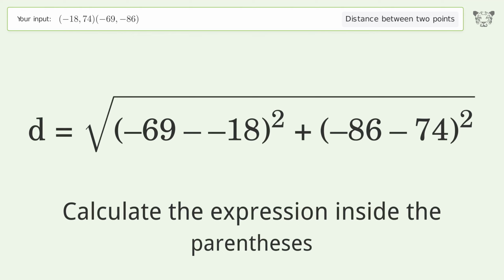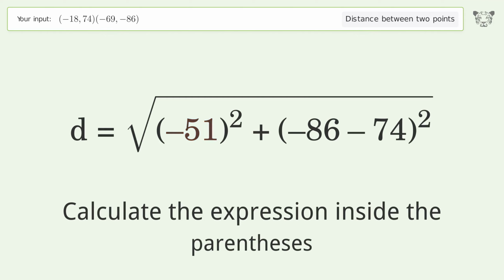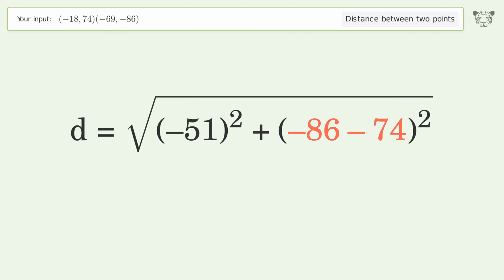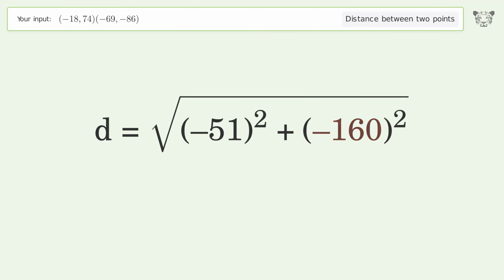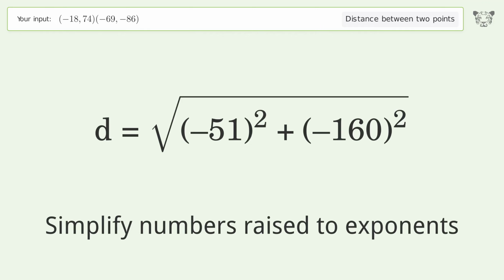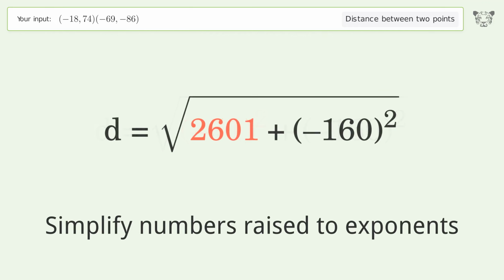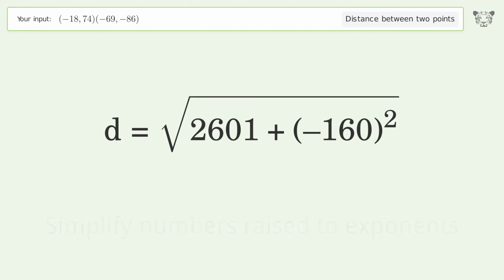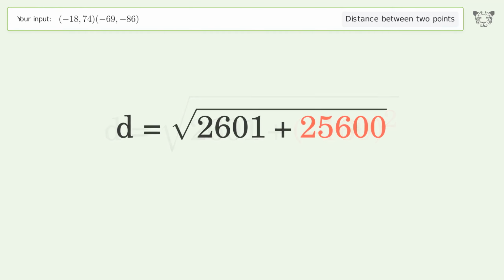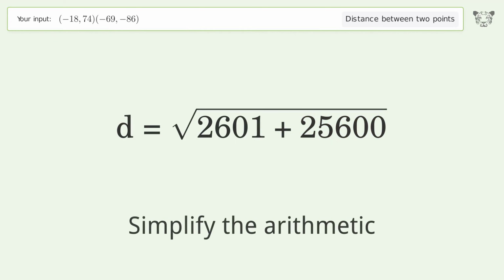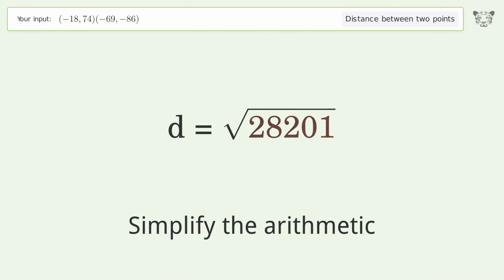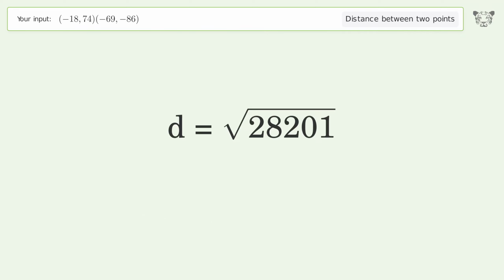Calculate the expression inside the parentheses. Simplify numbers raised to exponents. Simplify the arithmetic. And so the distance between the 2 points is the square root of 28,201, or 167.932.